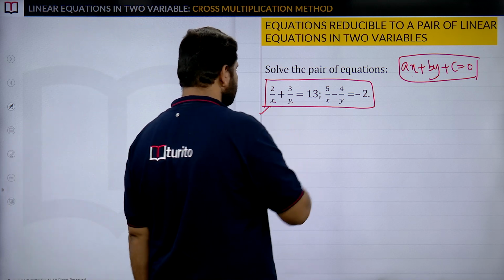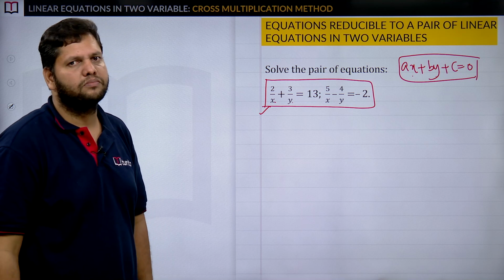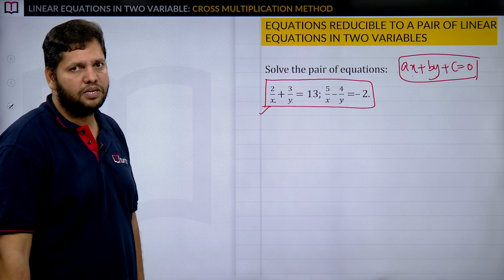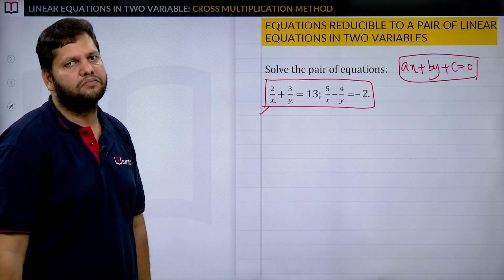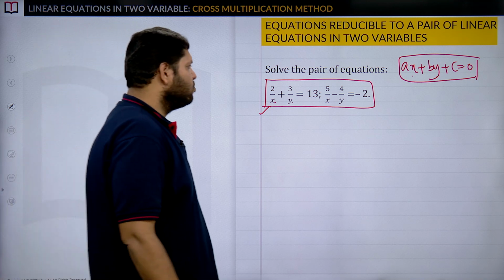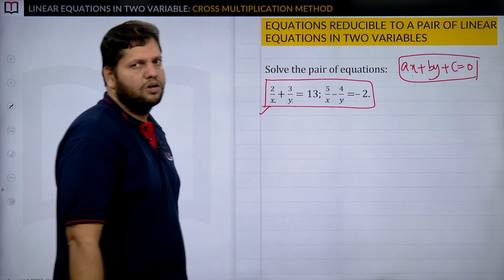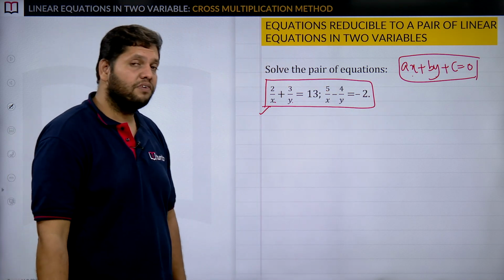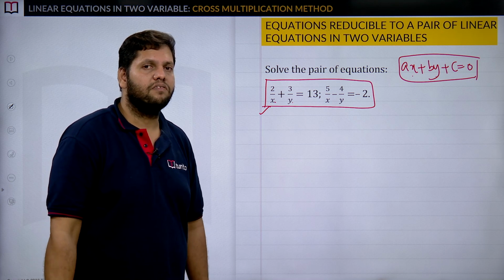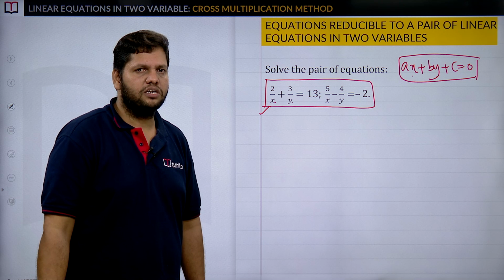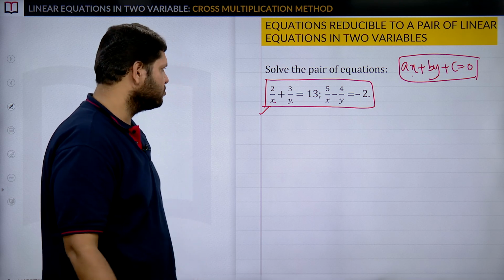So how can we solve this? Tell me, children, this type of question. First of all, it is not in the form ax plus by plus c is equal to 0, children. So we need to convert this type of equation to standard form. After converting to standard form, we have to find the solution by applying the cross multiplication method. Clear, children?